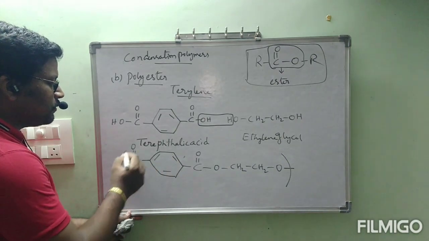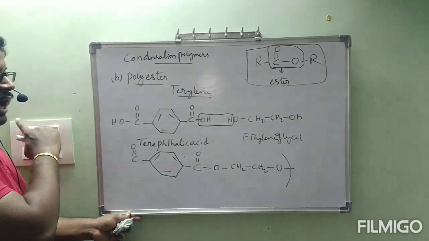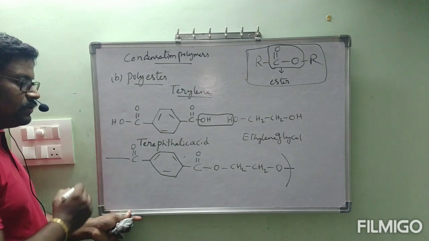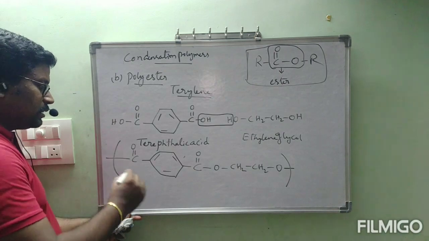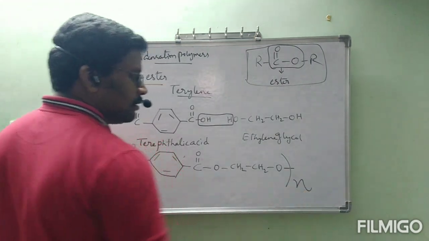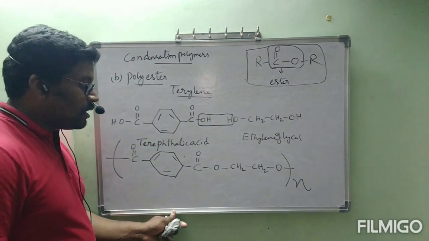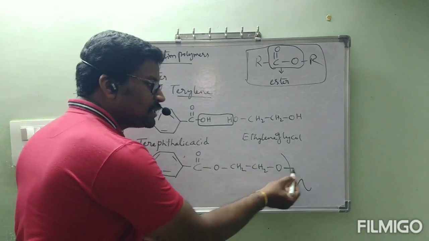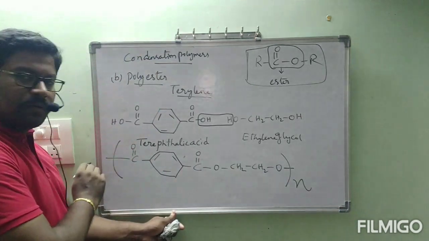And here C double bond O. This OH and hydrogen from another glycol, ethylene glycol, will be removed and this is continued. Suppose observe here continuation. Here definitely O C double bond O. Here also C double bond O O.